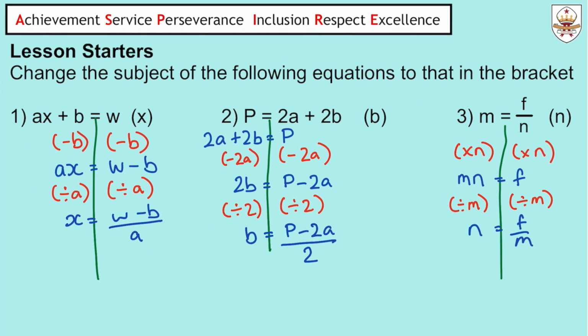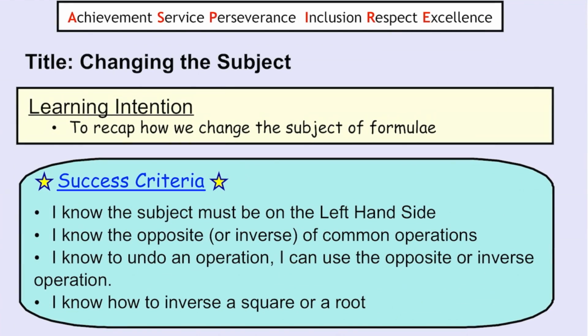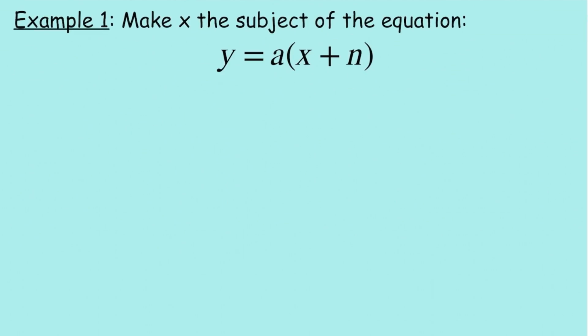So let's look at today's learning intentions. Again, we're going to be looking at changing the subject, but we're going to expand a little bit. We're going to continue the work that we did yesterday, where we're combining different operations. This time we're going to be looking at brackets, and we're going to be looking at squares and roots. Okay, let's look at example number 1.